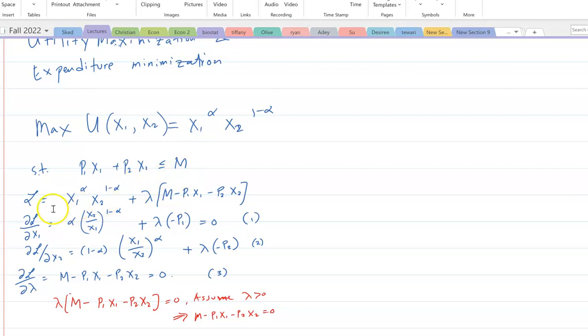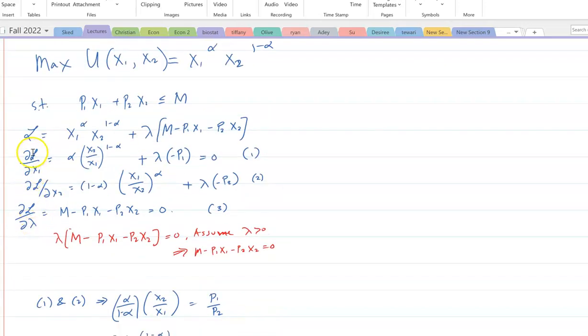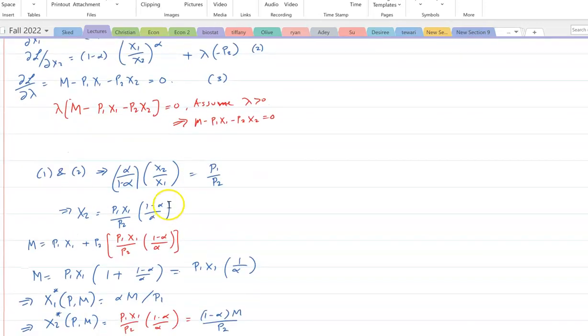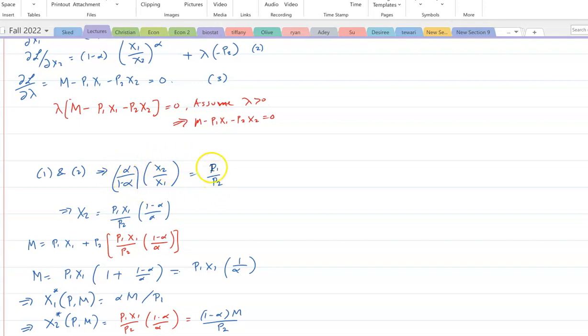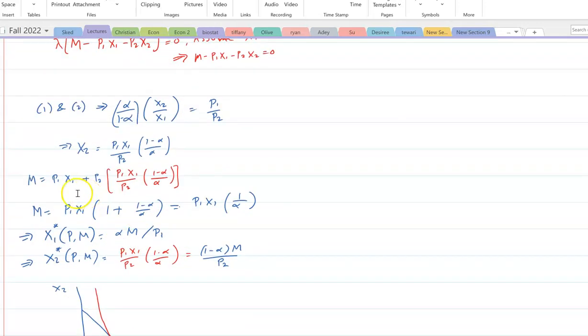So this is typical. We form the Lagrangian, and then we get the first order conditions. We take the derivative of L with respect to x1, x2, and lambda. If you combine the first two equations, you will get this. From there you should be able to find x2 or x1. Let's say you choose to solve for x2 and plug it into the third equation. If you do that, you can now solve for x1.